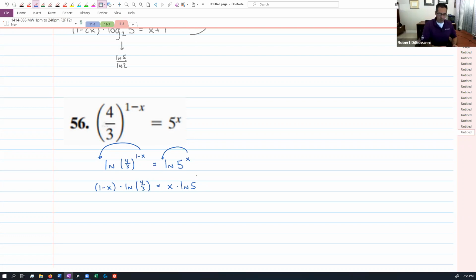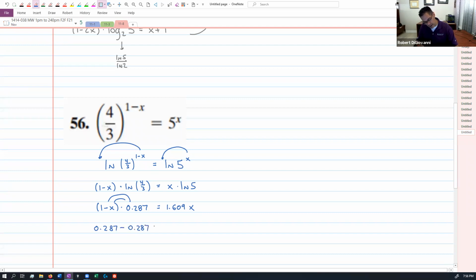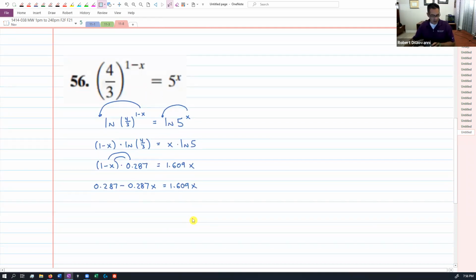All right, the natural log of 4/3. So I get 1 minus x times 0.287 equals, and now I'm doing natural log of 5. I get 1.609 in front of the x. Then I'll distribute this through. So I get 0.287 minus 0.287x equals 1.609x. And we're getting there now.